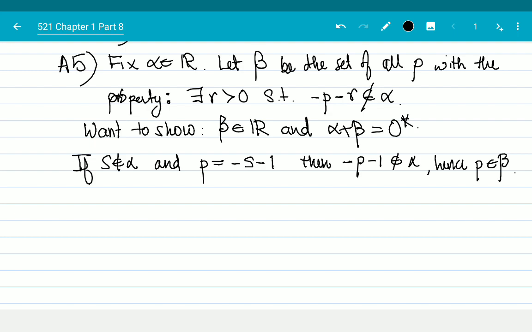Why does this hold? If S does not belong to alpha, then minus S minus 1, if you define P as minus S minus 1, then minus P is going to be S plus 1, right? And minus P minus 1 is just then S plus 1 minus 1, which is just S, right? And that is how we defined our beta to be. Minus P minus R. R is 1, so P belongs to beta. Great. So, therefore, beta is not empty.